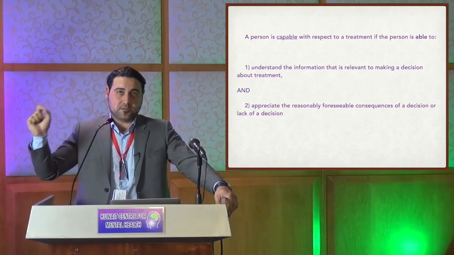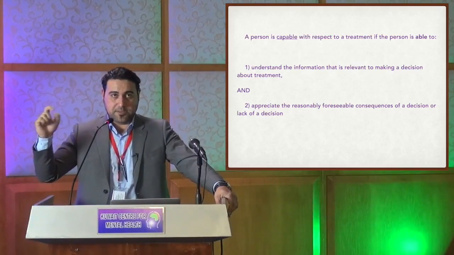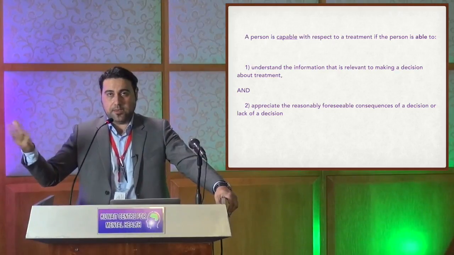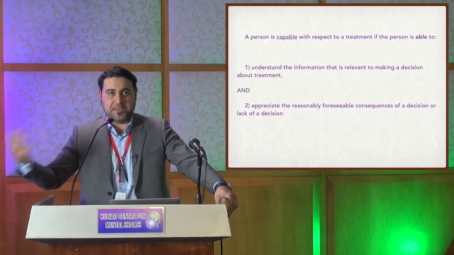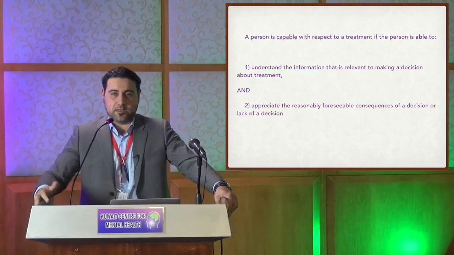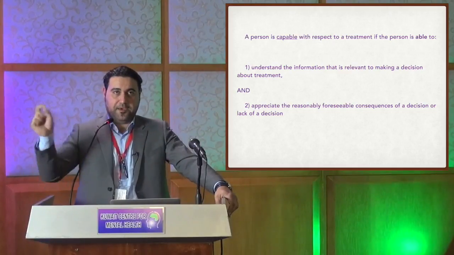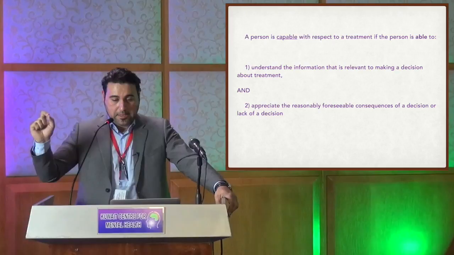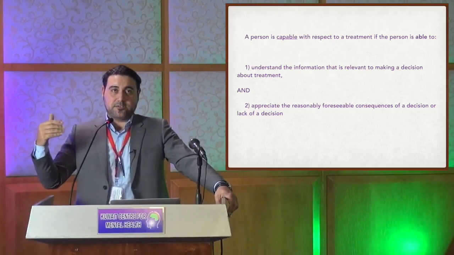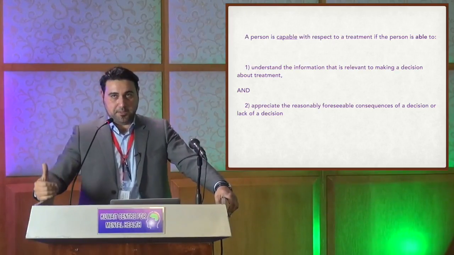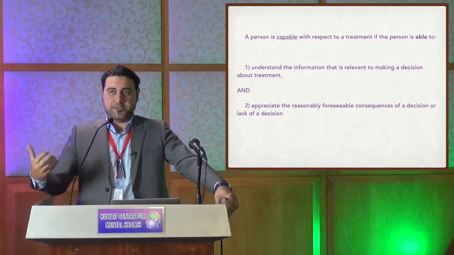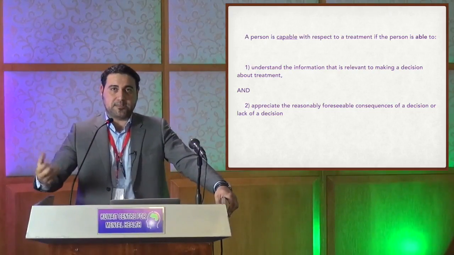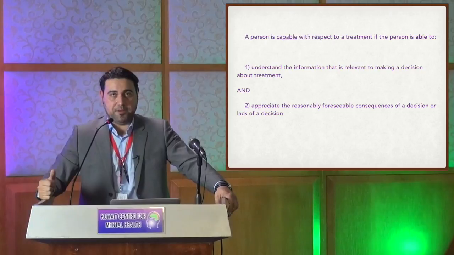And usually most psychiatric patients are okay with understanding. They know the information. Unless the person is demented, has dementia or intellectual disability, then they fail the first element. Usually psychiatric patients fail the second element, which is appreciation. They don't appreciate the risks and the benefits.